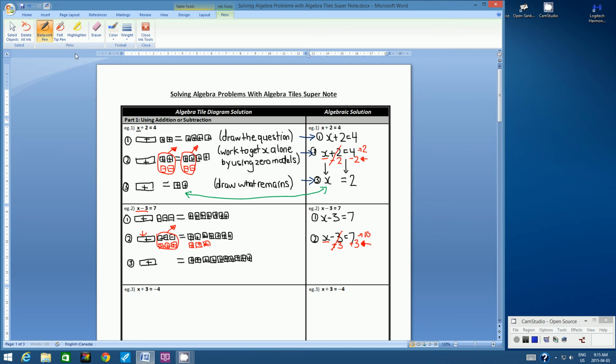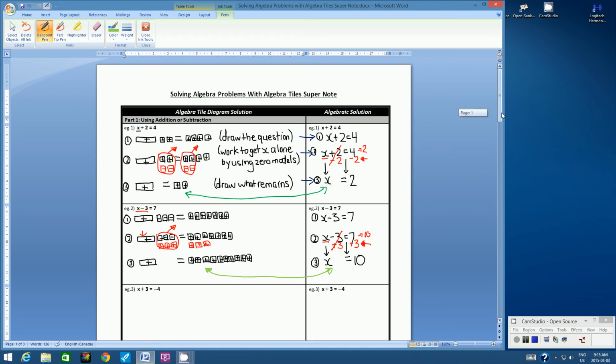Okay, so let's go to step 3, where we write what remains. In other words, we write the answer. So what remains here? We have x. From here, negative 3 plus 3 cancels each other out. It's 0. We have the equal sign, and then we have our answer, 10. Then we check: does this algebraic solution match our tile diagram solution? Yes, it does.